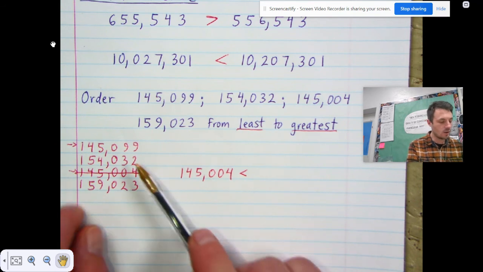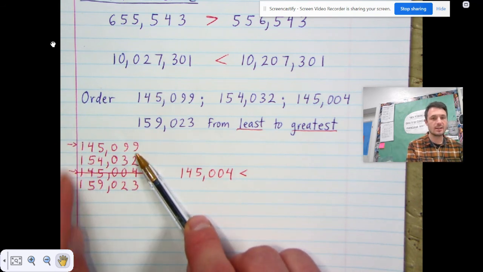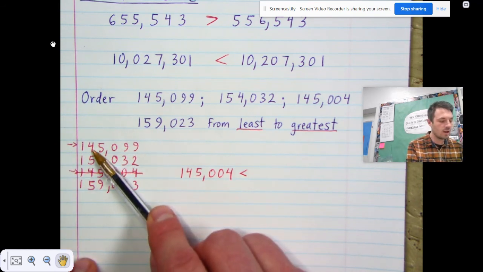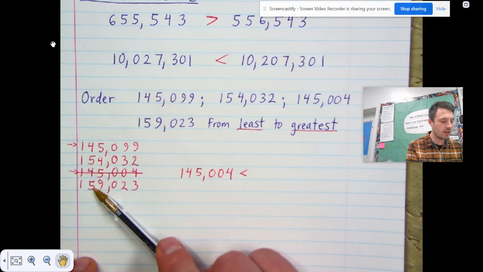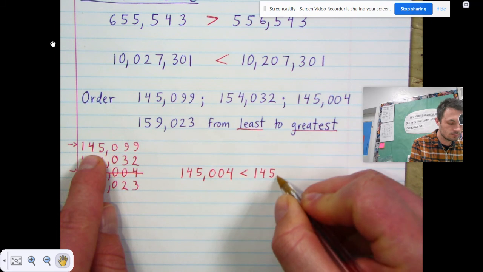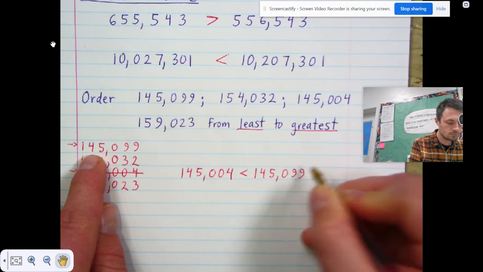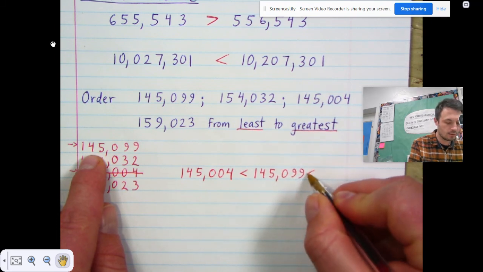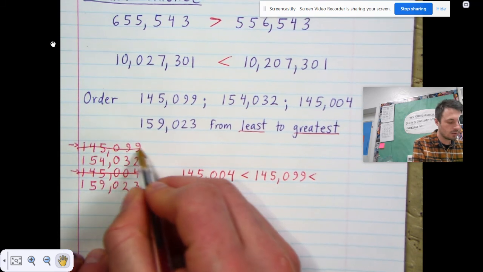And now I know this number has to be the second smallest, because it has a 4 in the 10,000s place, whereas these both have 5s. And I'm going to write less than. I'm going to move on.